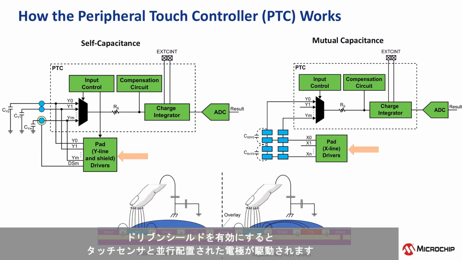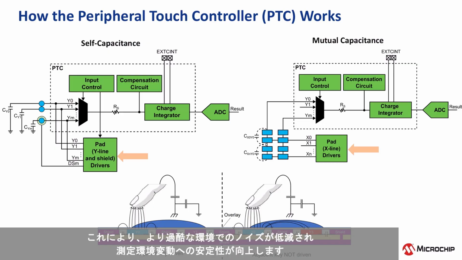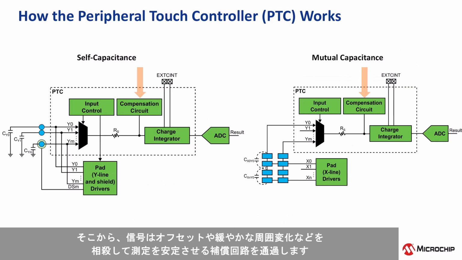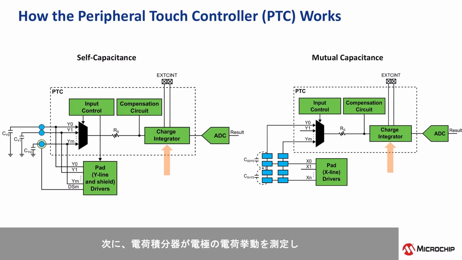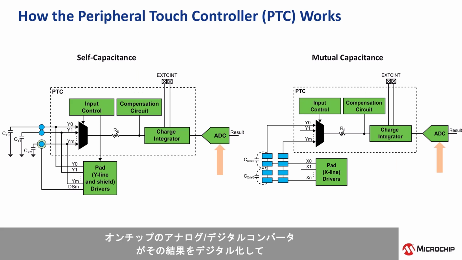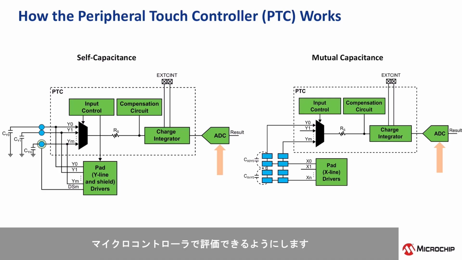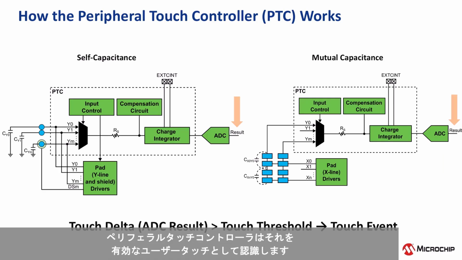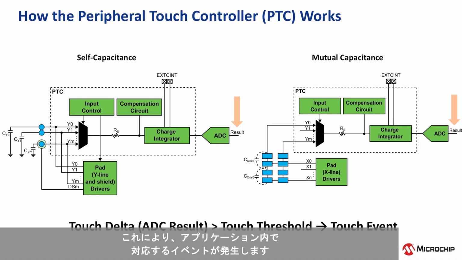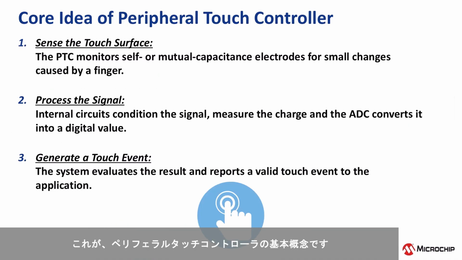When driven shield is enabled, a nearby electrode is driven alongside the touch sensor to reduce noise and improve measurement stability in more rugged environments. From there, the signal passes through the compensation circuit, which helps stabilize the measurements by accounting for offsets and slow changes. The charge integrator then measures the electrode's charge behavior, and the on-chip analog-to-digital converter digitizes that result so it can be evaluated by the microcontroller. If the change is large enough, the Peripheral Touch Controller recognizes it as a valid touch, and a corresponding event can occur in your application. So that's the core idea behind the Peripheral Touch Controller. It continuously monitors the touch surface, evaluates changes in capacitance, and delivers reliable touch information to the rest of the system.